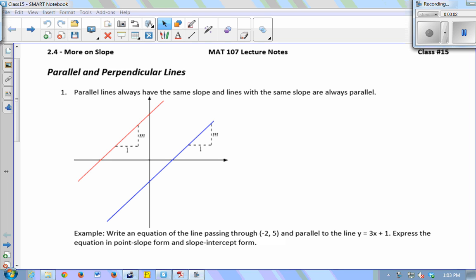First, we're going to talk about parallel and perpendicular lines. So first, you should know that parallel lines always have the same slope, and any two lines that have the same slope are parallel.